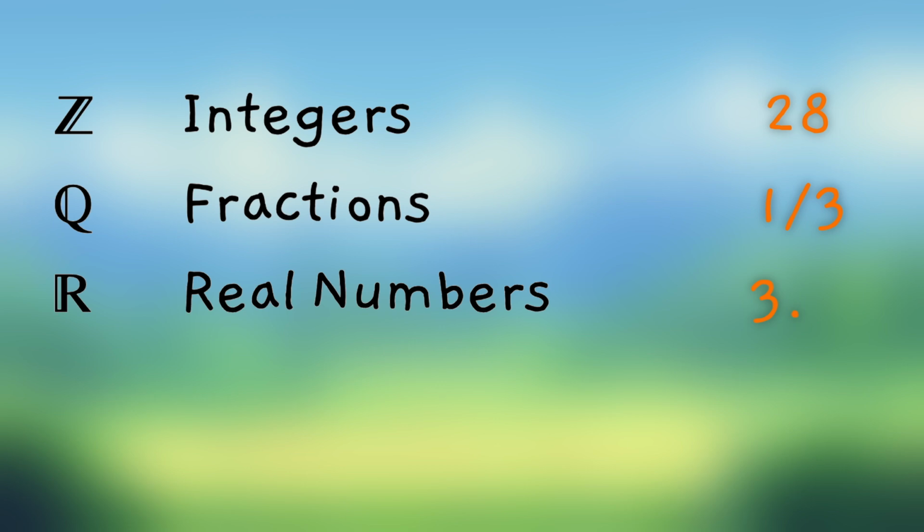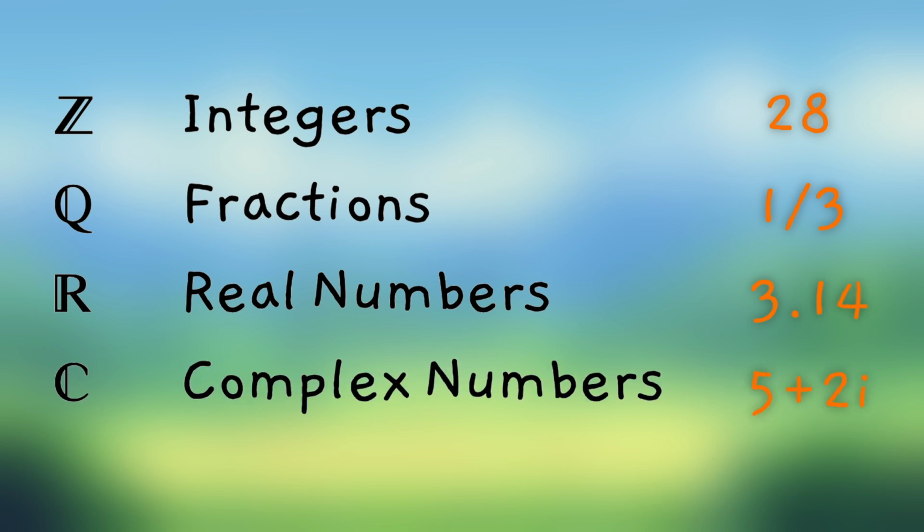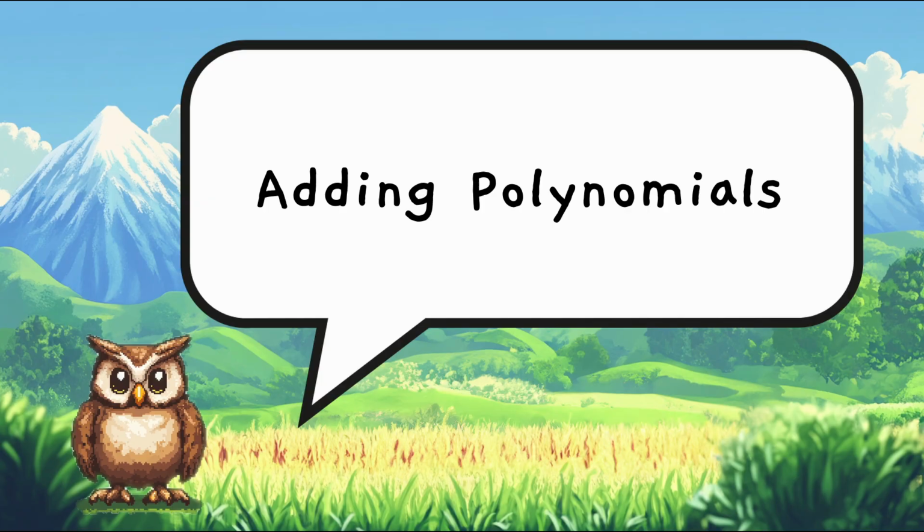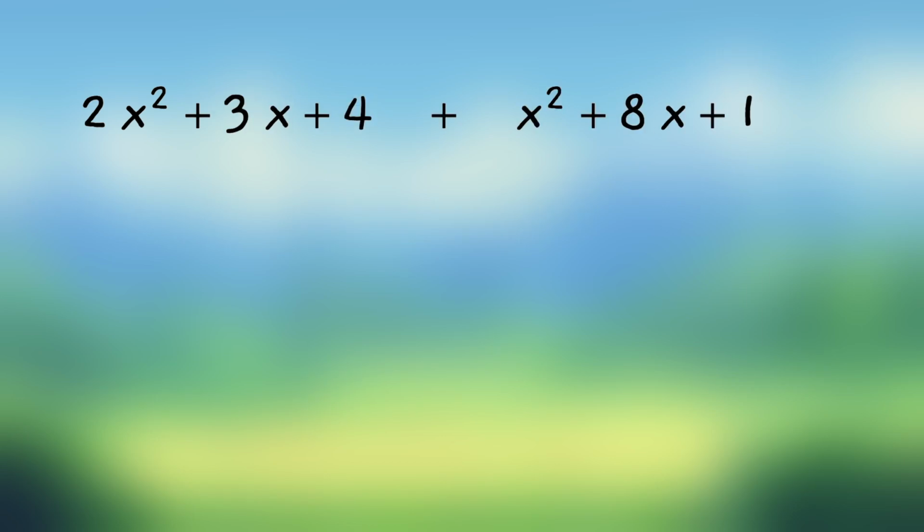In arithmetic, you learn how to add integers, fractions, real numbers, and complex numbers. This trend continues because you can also add polynomials. To start, let's add the polynomials 2x squared plus 3x plus 4 and x squared plus 8x plus 1.